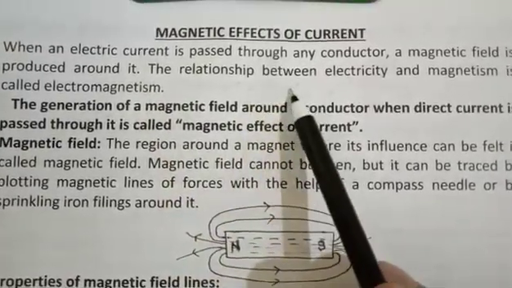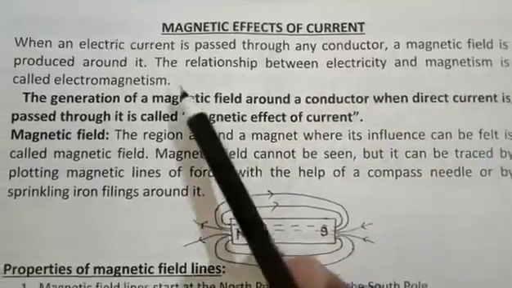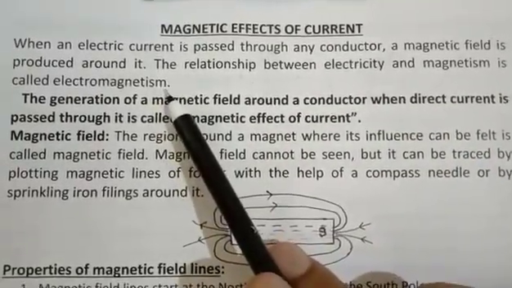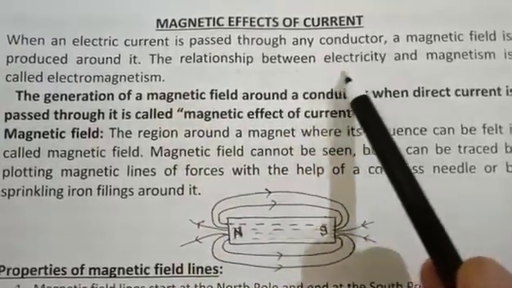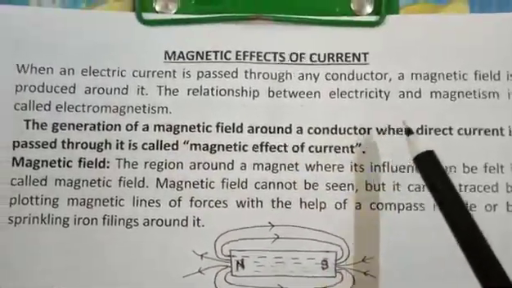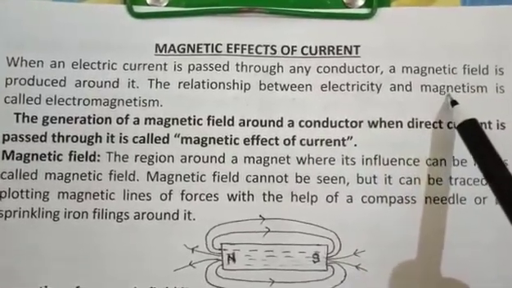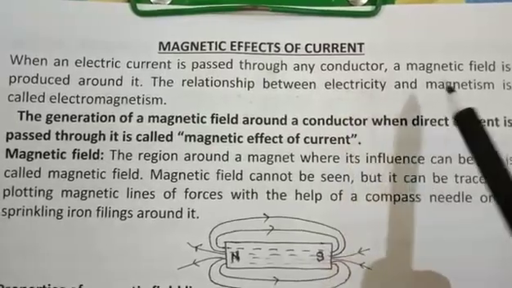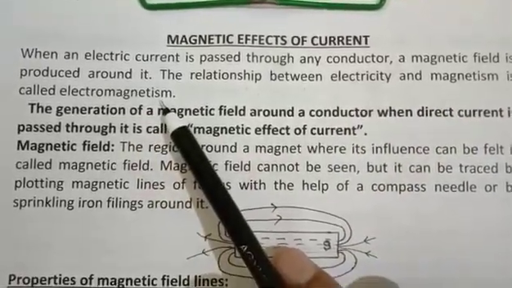The relationship between electricity and magnetism is called electromagnetism. That means, after passing of the electric current, when a magnetic field is produced, then there exists a relation between electricity and magnetism, and that is known as electromagnetism.